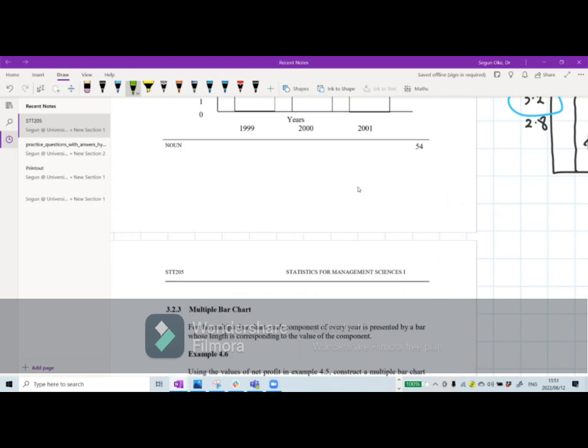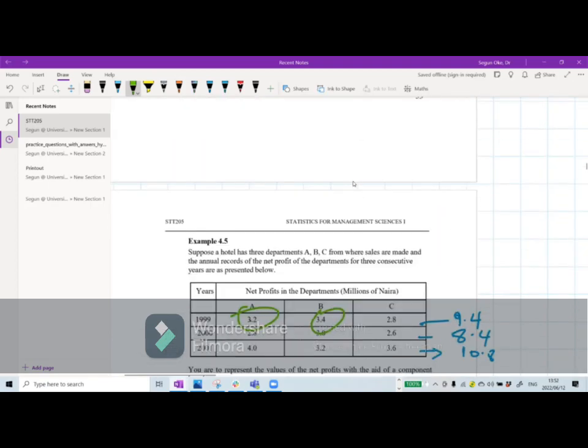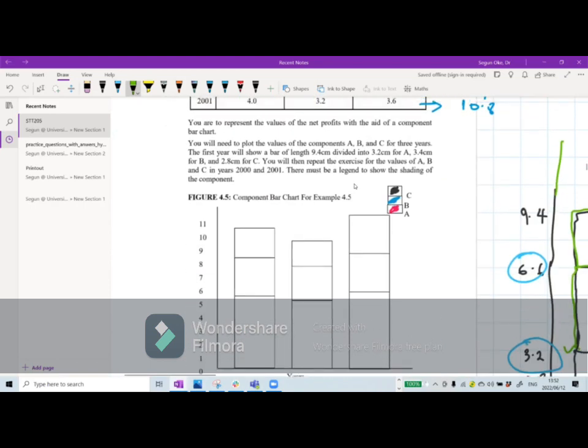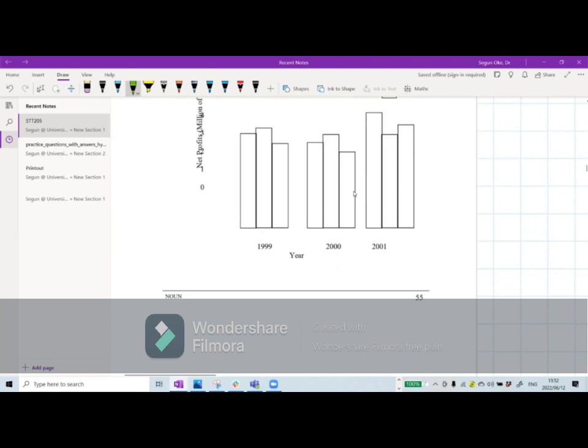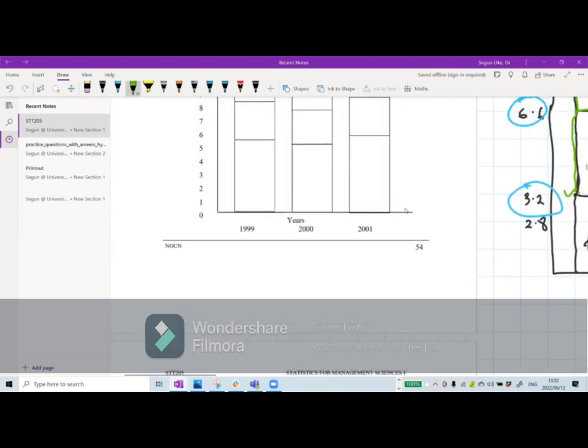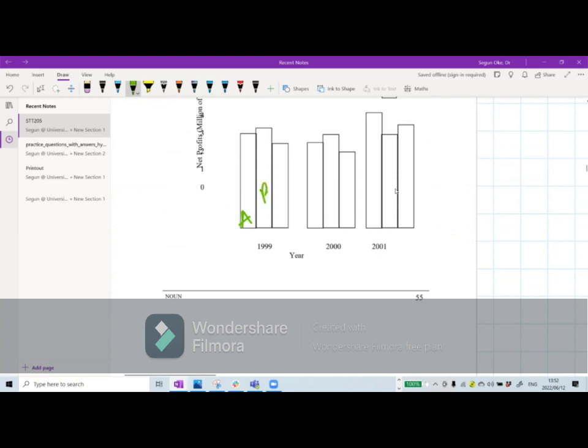Let's continue. Turn it to another thing: multiple bar charts using the same data. 1999, how much do we make for A? 3.2. Assuming this is A, what is B? 3.4. What is C? 2.8. Have you seen it now? The first one is 3.2. The second one is 3.4. The third one is 2.8. Have you seen the difference now? Yes, sir. So let's take note of that.